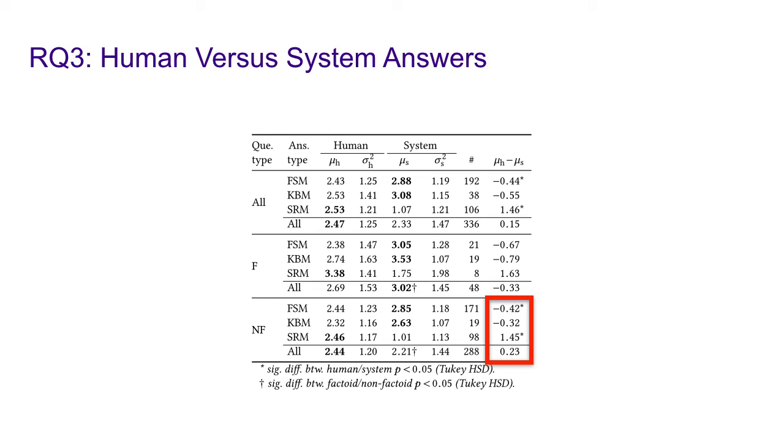The bottom part of the last column of the table shows the average utility difference between human answers and system answers for non-factoid questions. According to this, the featured snippets and knowledge-based snippets are perceived as more useful than even human answers, while the regular search result snippets are much less useful. The results are statistically significant for featured snippets and search result snippets.